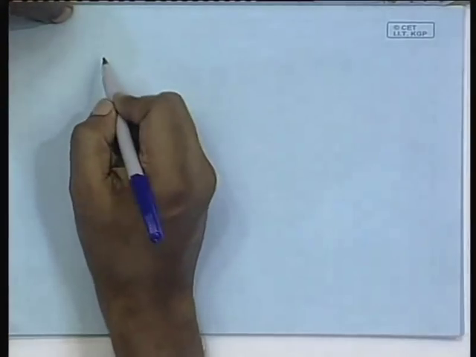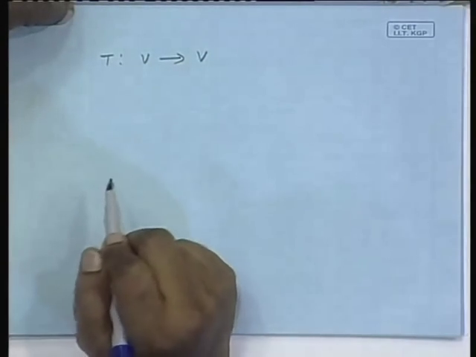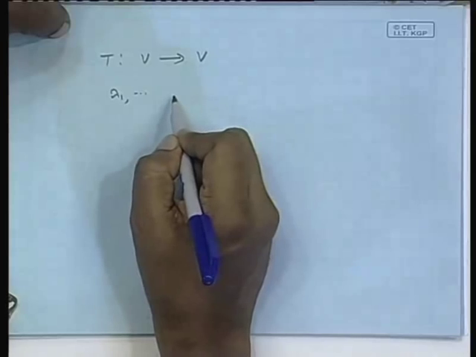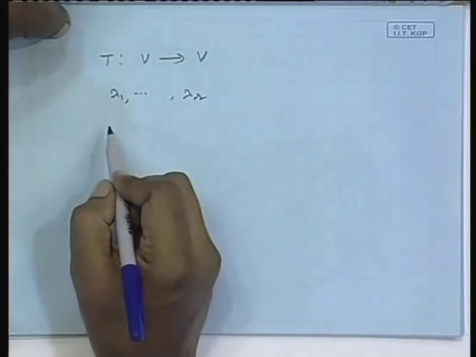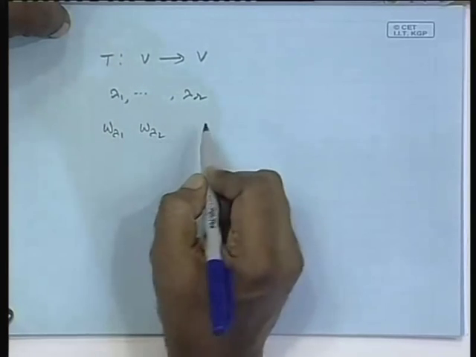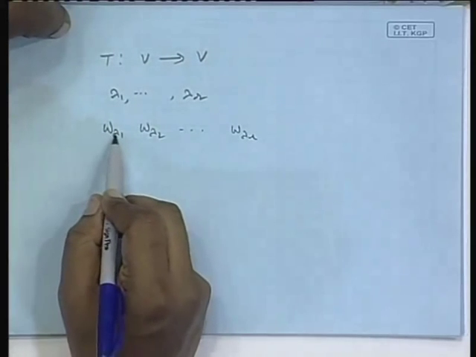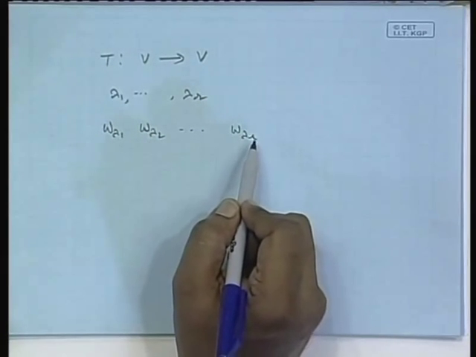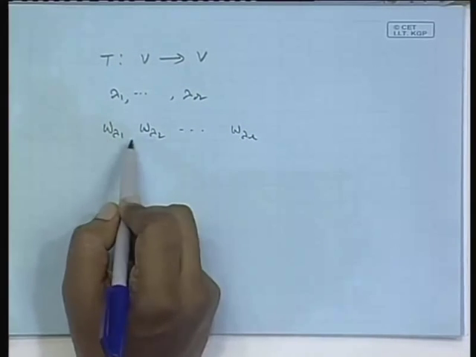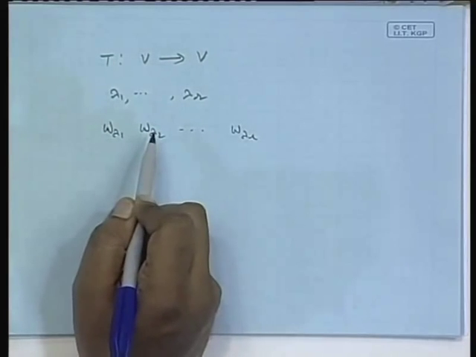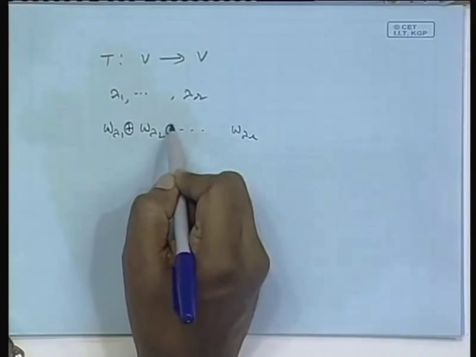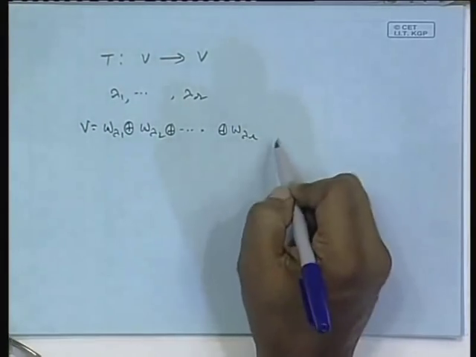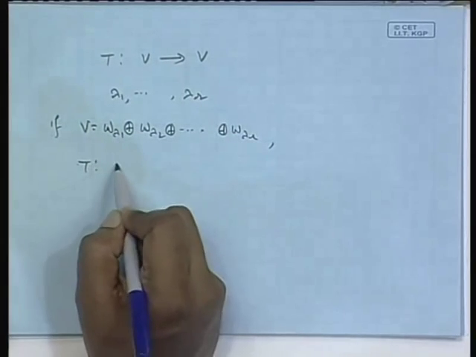That means, if T takes V to V, and you have distinct eigenvalues lambda 1, dot dot dot, lambda r, you form the corresponding eigen subspaces. You can find a basis of W lambda 1, a basis of W lambda 2, and so on. Since vectors from W lambda 1 and vectors from W lambda 2 are all linearly independent, you can form a direct sum of them. If this direct sum happens to be the same as V, then we say T is diagonalizable.